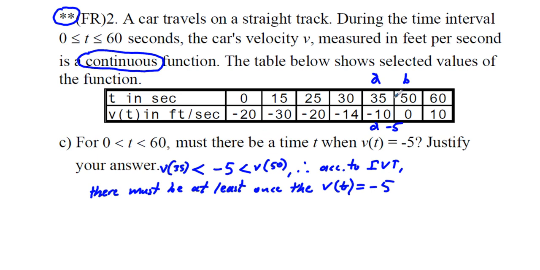Now, I just happened to choose the t values immediately on either side of where the thing had to occur, but I could have used any of the t values. I could have used v of 0 and v of 60, and still come up with the same conclusion.